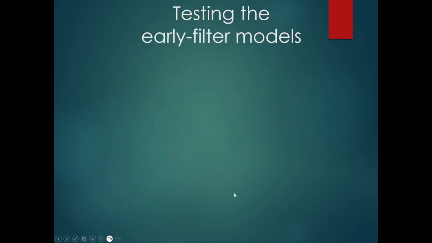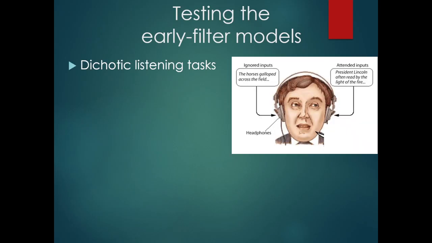All right, so research in the, I think probably 40s, 50s, 60s really were focusing on which of these early filter models really made sense for how we apply our attention. One way that they tested how filtering occurs and when filtering occurs was through the use of what's called a dichotic listening task. So di means two and cotic refers to your ears. So we're going to have two streams of information being played simultaneously, one to each ear.